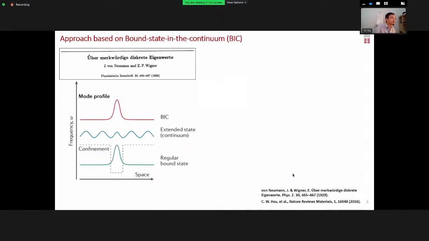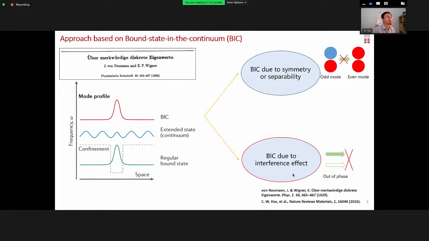So in the face of these problems, we're thinking about using the so-called bound state in the continuum, termed BIC for short, to reduce the linewidth for small lasers. BIC was first proposed by von Neumann and Wigner in quantum mechanics, and it describes a state that, even when surrounded by extended states, can exist and be localized in space. This bizarre state can be classified into two categories. One is BIC due to symmetry or separability. For example, you have an odd mode for the localized state surrounded by even modes, and their integral overlap is zero, so they cannot talk to each other.